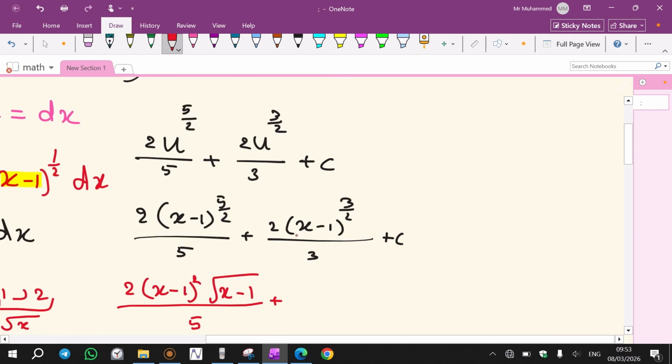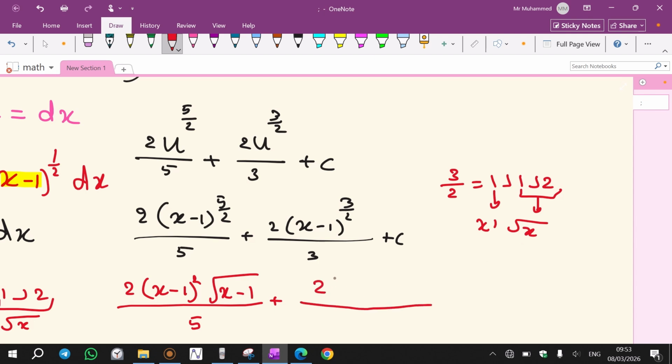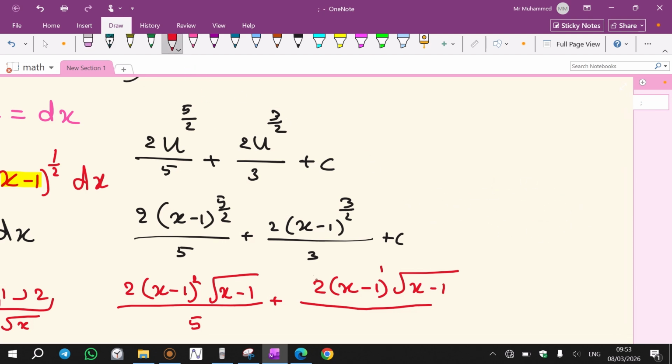Plus 3 over 2, if you write it in the calculator, it's going to be 1 1 2. 3 over 2 is 1.5, and 1.5 is like this one, and 0.5 is written in the form of a fraction, 1 over 2. The first one is going to be power 1, and the 1 over 2 is going to be radical. Together, it's going to be 2 times x minus 1 power 1, and here radical x minus 1, all over 3, and there's always plus c. This is the final answer in the simplest form.